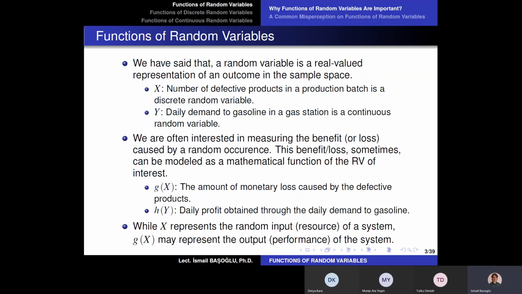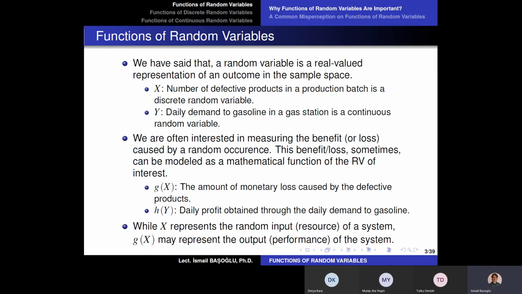Okay, so why are functions of random variables important? We need to explain that. So what is a random variable? A random variable is a real valued representation of an outcome in the sample space as we know it. For example, imagine an experiment. We are manufacturing products in a batch, let's just say 100 products, a batch of size 100. Of course, because of problems in the manufacturing processes or maybe caused by other reasons, some of the products can be defective, right?